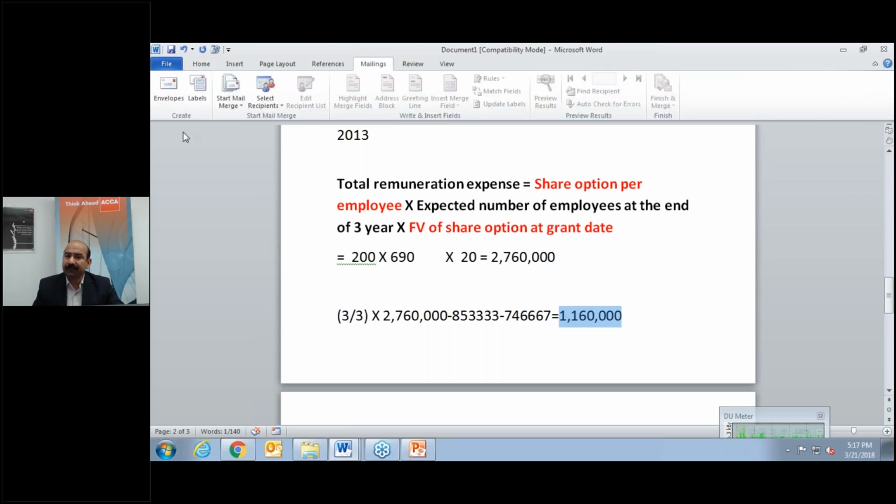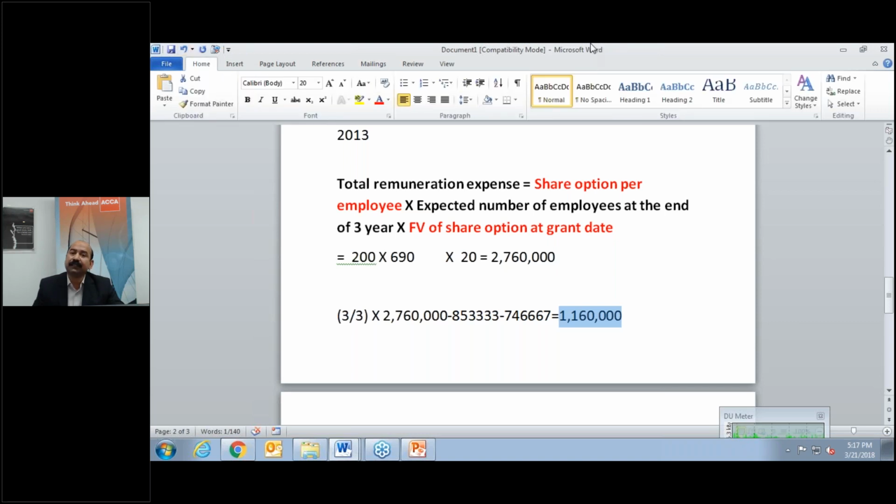So you will be multiplying all these three amounts to calculate the total remuneration. Then you will be multiplying this with the factor which is related to your vesting period. In first year, we multiplied it with 1/3 because by the end of first year, only 1/3 of the vesting period was elapsed. So similarly, in year 2, we shall be multiplying it with 2/3. But this will give us the total estimated remuneration expense for 2 years, out of which we have already recognized an amount. So the remaining amount will be recognized in 2012.